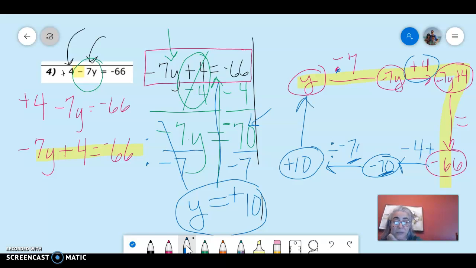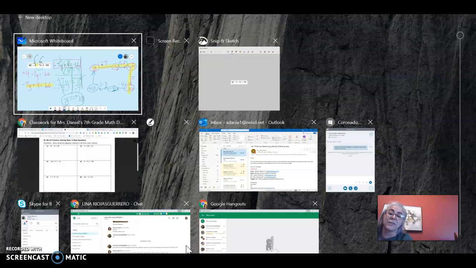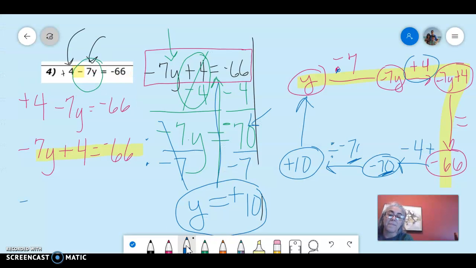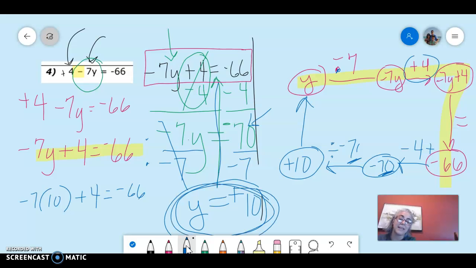Now, sometimes it's really nice to check our work. So I'm going to come over here and I'm going to use this highlighted equation and prove to you that my answer is correct. Let me get back to that screen. Negative 7 times 10 plus 4 equals a negative 66. Okay. And what I did is I put this y equals 10. I just said, oh, if y is 10, I'm going to substitute it in its place. So a negative 7 times 10 is a negative 70. If I add 4 to it, will I get a negative 66?